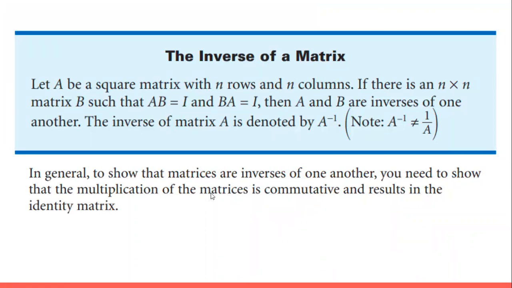The inverse of a matrix. Let A be a square matrix with n rows and n columns. If there is an n by n matrix B, such that A times B equals I and B times A equals I, then A and B are inverses of one another. The inverse of matrix A is denoted by A to the negative first power, and you have to note that this does not equal 1 over A. In general, to show that matrices are inverses of one another, you need to show that the multiplication of the matrices is commutative and results in the identity matrix.